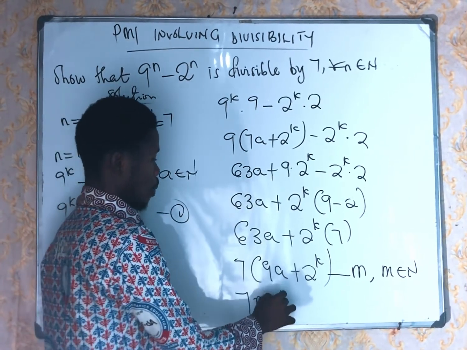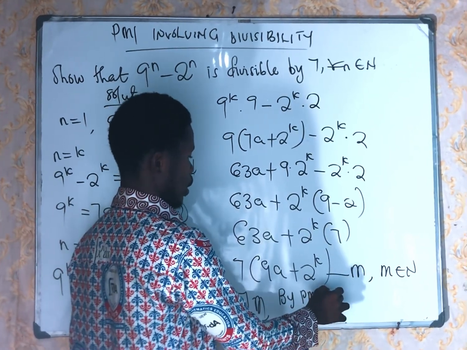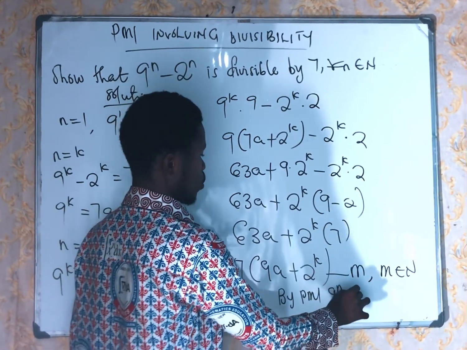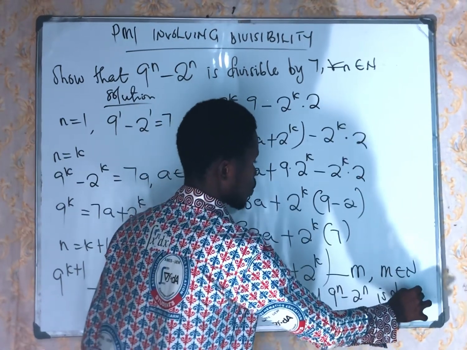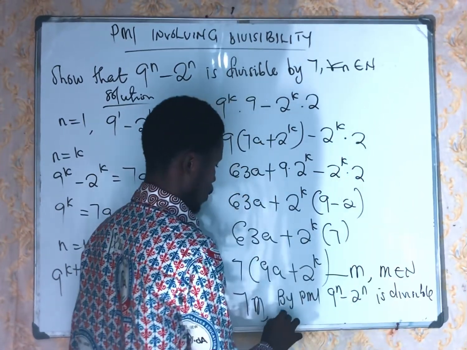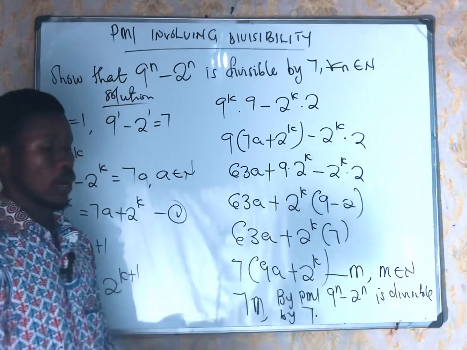So we say that by PMI, 9 to the power n minus 2 to the power n is divisible by 7. Okay, so this is how it is done.